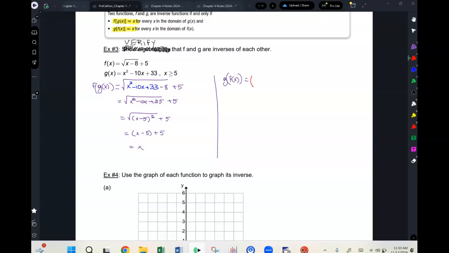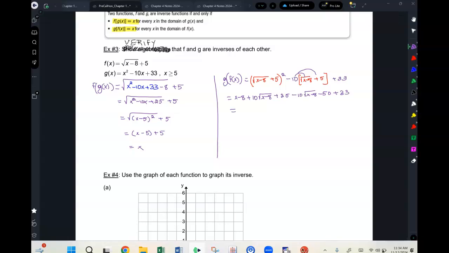Okay, so here's f: x minus 8 plus 5 squared minus 10x, plus 33. Okay, let's do this. We have to square this now. Square the first: x minus 8, plus 10 root x minus 8, plus 25, minus 10 root x minus 8, minus 50, plus 33.